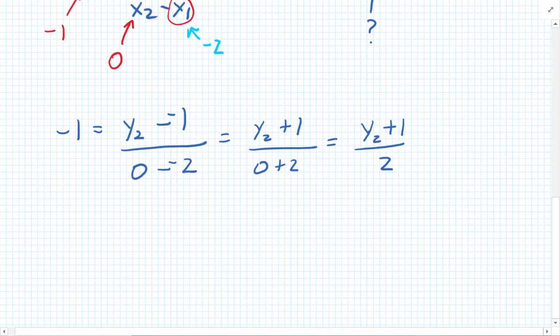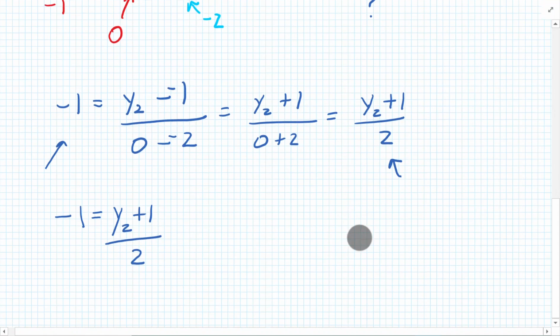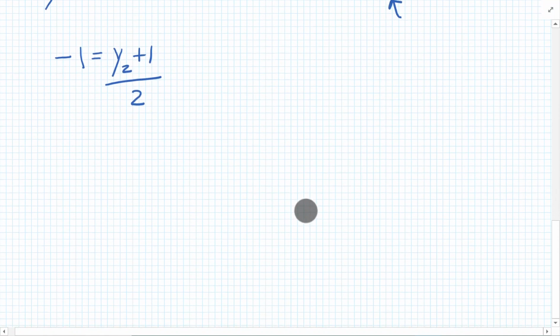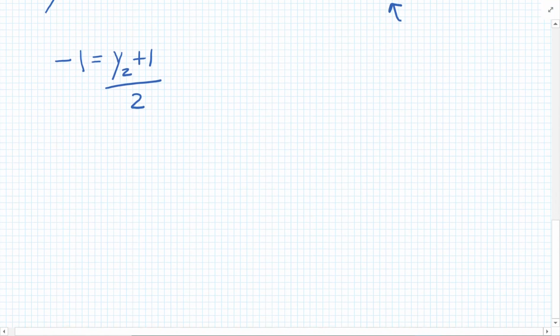So let's bring this all together now. We have our -1 here, and we have this on the other side of the equal sign. So I'm going to bring them together. -1 equals y2 plus 1 over 2. Now it's just a matter of solving.